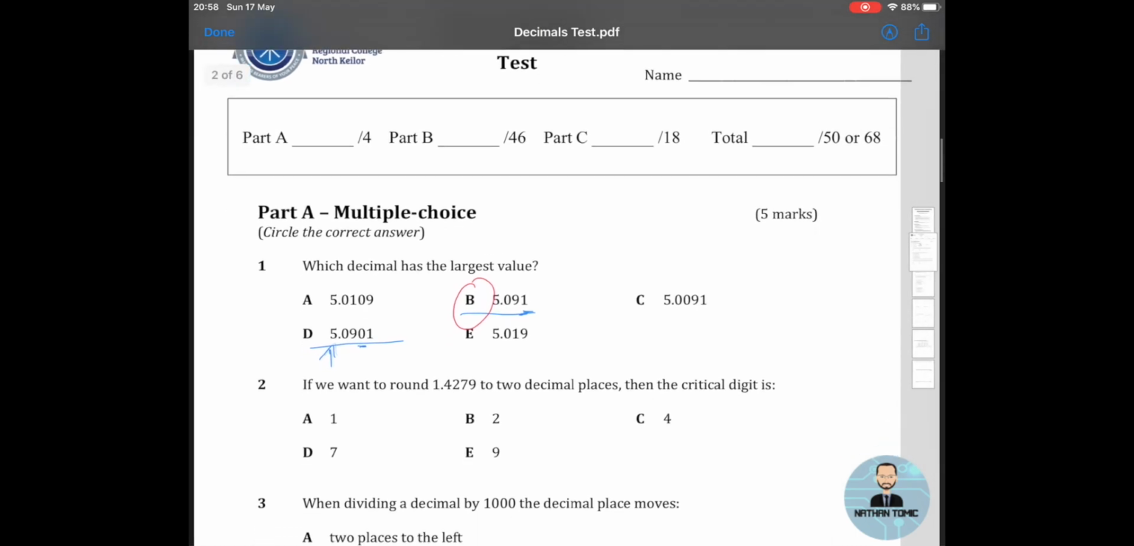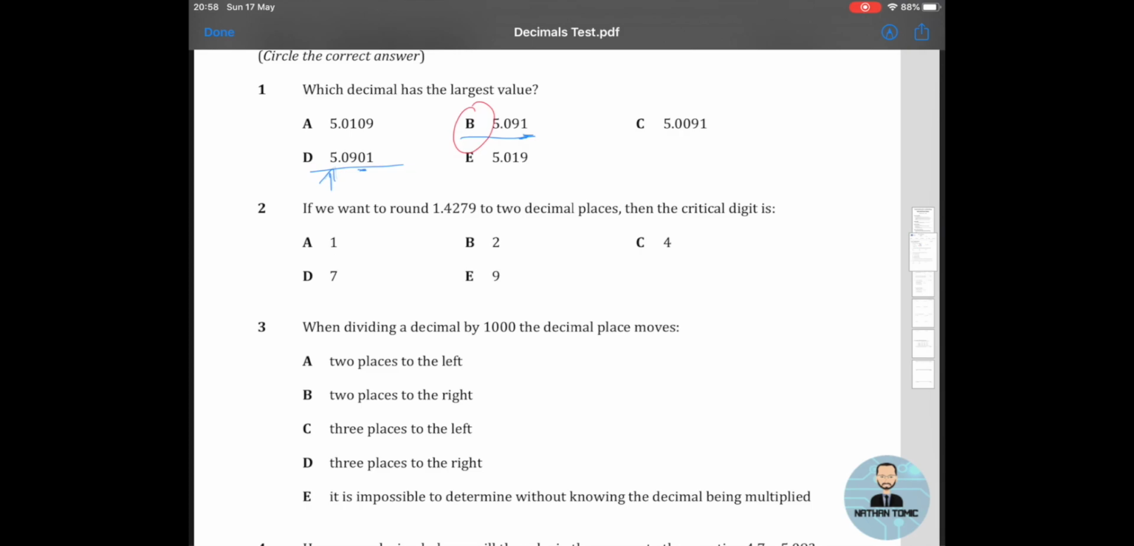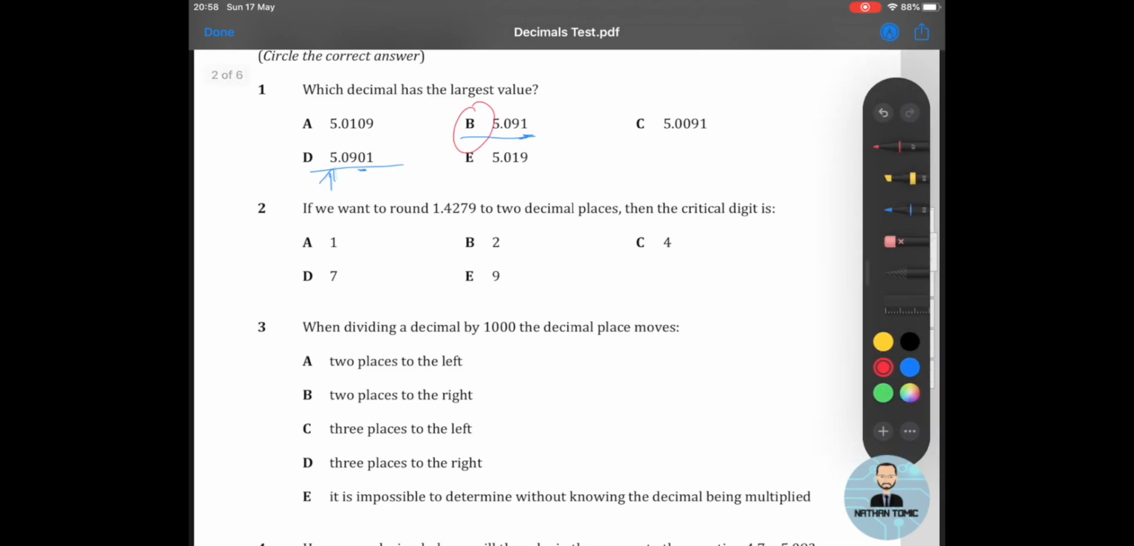We now look at question 2. Question 2 asks us: if we were to round off this number, 1.4279, to two decimal places, what would be the critical digit? Remembering the critical digit is the digit that we use to decide whether we round up or down. So in the case of this number, we have 1.4279, and we want to round to two decimal places.